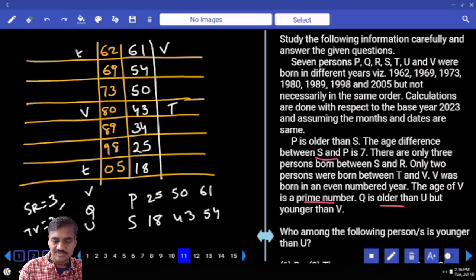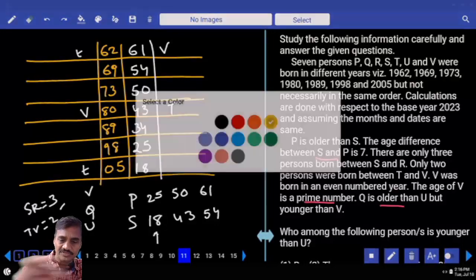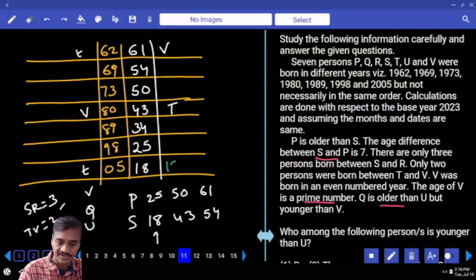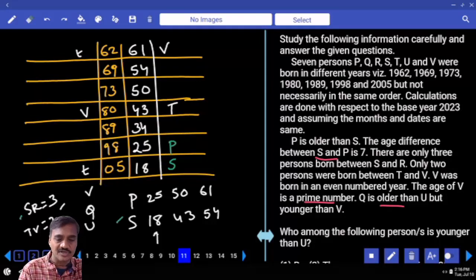S and R, there must be exactly 3 people. Tell me what are the possibilities for this S. Now can we start with this one, S and R? Now if S is 18 years of age, then P will be 25, S and P. If S is here, then P will be here. Then if S and P were like this, S and R, there must be exactly 3 people, 1, 2, 3, R will be here. That is one such possibility.